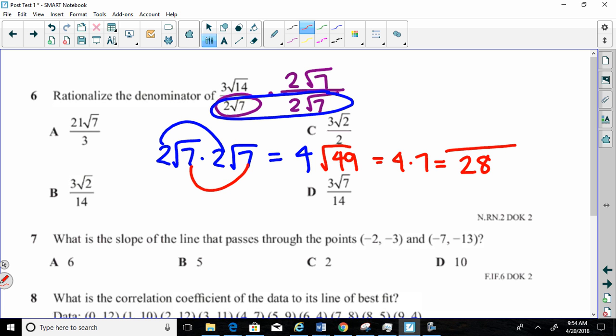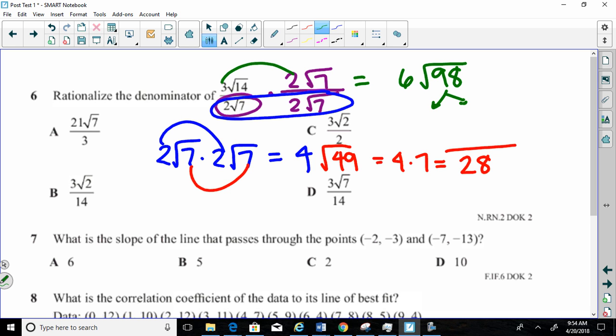So the point of rationalizing a denominator is so there's no radicals on the bottom. So if you get a radical on the bottom, you did something incorrect. Then we just do the same thing at the top. So what's 3 times 2? And 14 times 7 ends up being 98. And now we're just reducing.